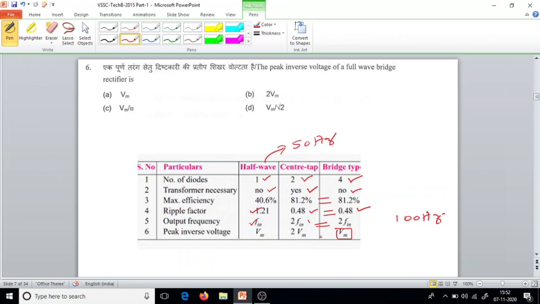Now this peak inverse voltage, where we consider this peak inverse voltage, when we want to choose the diode. See, when we want to choose a diode, if we are using a center tap rectifier, we have to see the peak inverse voltage. At least you should have 2 times the maximum voltage. So the peak inverse voltage of a full wave bridge rectifier is Vm. That is one of the advantages when it is compared with the center tap rectifier.